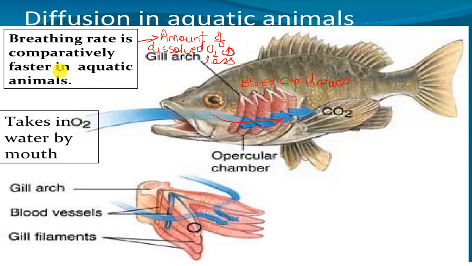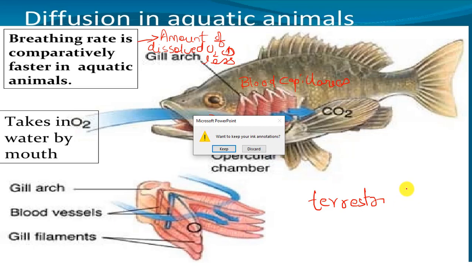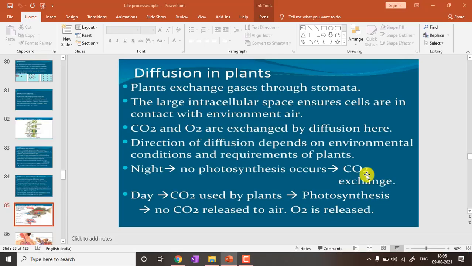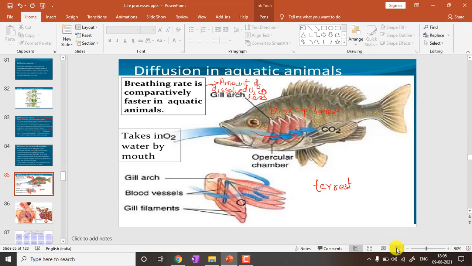Here, a very important question which is generally asked in exams is that the breathing rate is higher in aquatic animals, or aquatic animals breathe faster as compared to terrestrial animals. So why do they breathe faster?